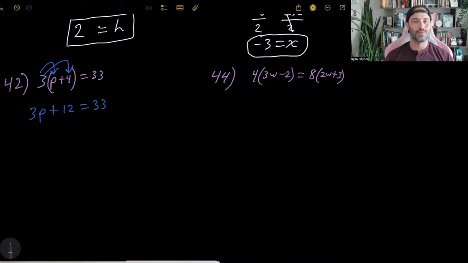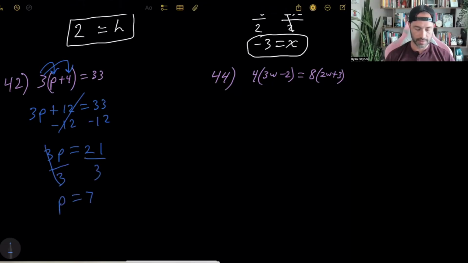All right, here we go. 3p plus 12 equals 33. We got to subtract the 12, right? We have to do the opposite of what's happening. So we got minus 12 on both sides. And we get 3p equals 21. Then we do the opposite again. So 3 times p divided by 3, divided by 3, p equals 7.